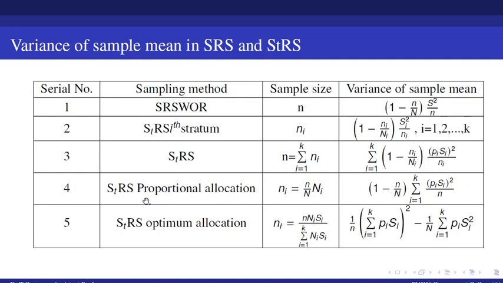And here in proportional allocation, this ni goes out, only the total sample size and total population size multiply here. We can write this 1 minus n by N outside also. Okay, here this is optimum allocation, this is a different thing. Many times the sample size in optimum allocation is asked in competitive examinations. Thank you.